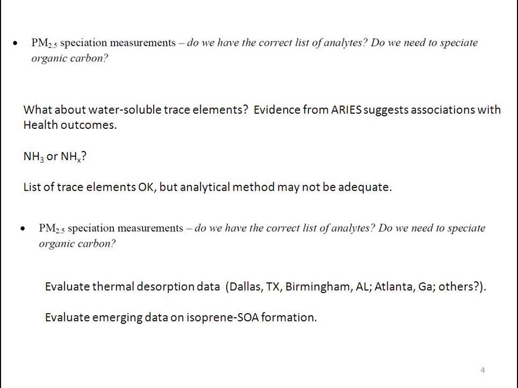We're talking mainly about particles here, but I want to get us to think about gases. Ammonia, or at least NHx, is important to measure. Although it may not be a regulated quantity, we need to understand how it's involved in the PM 2.5 process. And then a secondary question: do we need to speciate organic carbon?